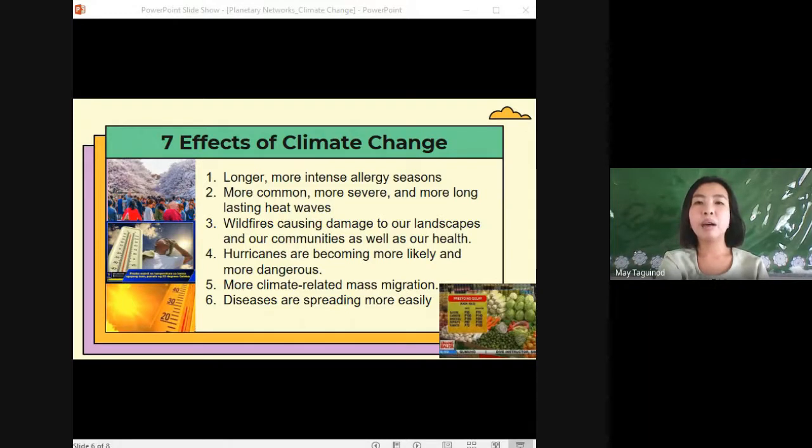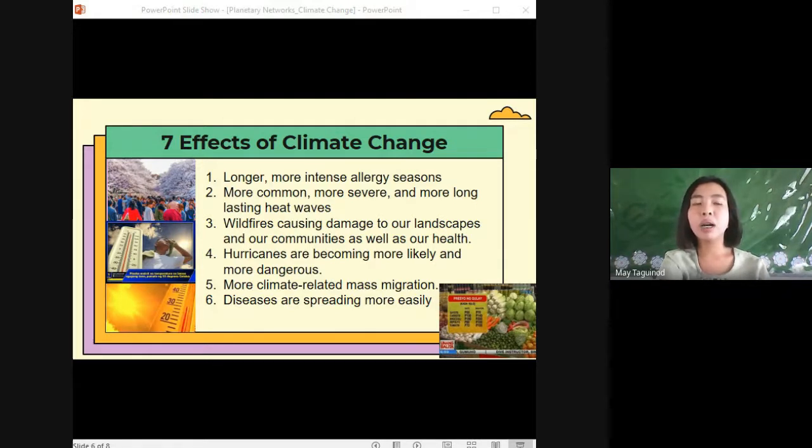Then next we have more common, more severe and more long-lasting heat waves. So here in the Philippines, we already experience extensive heat, specifically during summer, right? These extreme heat and heat waves have happened since the beginning of time. But across the board, climate change is making heat waves more common, severe, and long-lasting. Heat waves can become so intense that our roads actually melt.